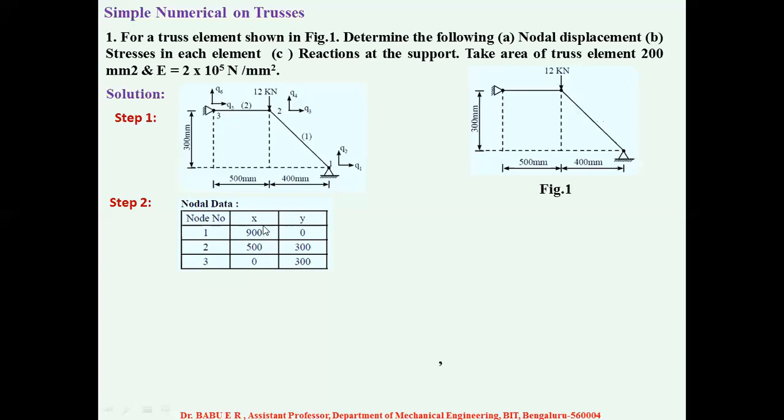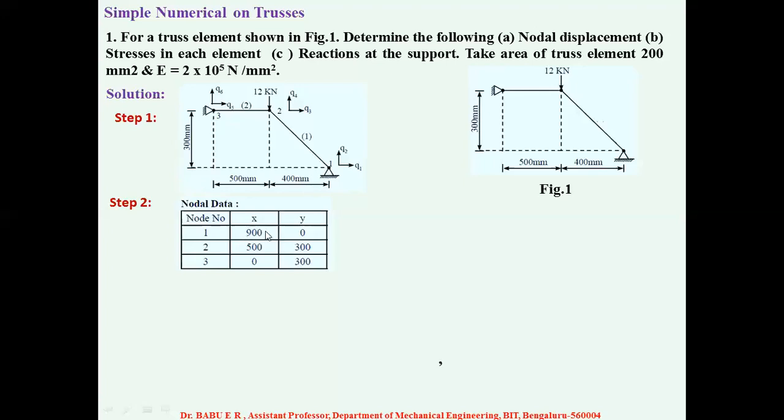In order to define the value of x and y for node 1, you have to choose the origin in the problem. Choosing the origin is very important. You can choose anywhere. You can choose the origin over here, here, or over here. But in this problem, I have chosen the origin exactly at this particular point, because I want to get all positive values. If I choose the origin over here, the distance of node 1 from the origin will be 500 plus 400. That is the value of x.